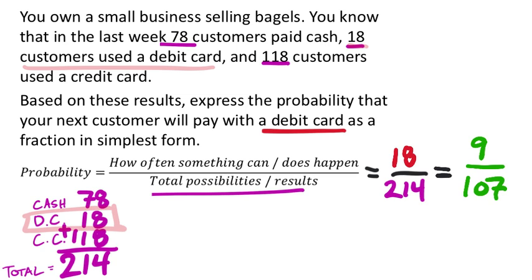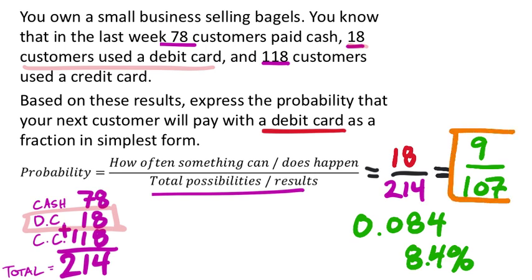Okay, now if you wanted to change that to a decimal, just push the double arrow button right above enter, and you could see that as a decimal would come out as 0.08411215, which is about 8.4%. I know it didn't ask for those last two, but in case it does in the future, we need to know how to do that, just like we did 2 lessons ago.